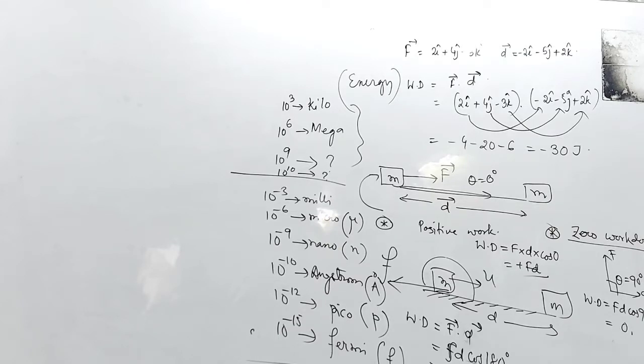Lastly, it is a conversion factor: how to convert 1 joule in terms of mega electron volt. 1 joule will be equivalent to 6.25 into 10 to the power 12 mega electron volt. Now remember the formula. This is already written in your formula book, so underline it.